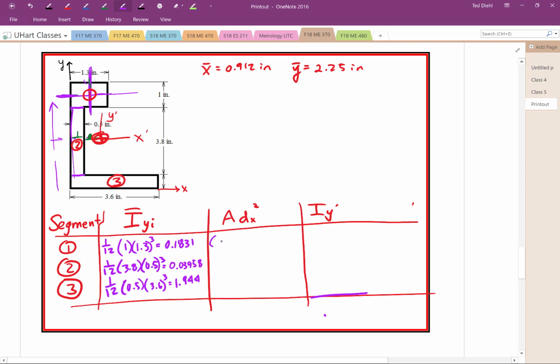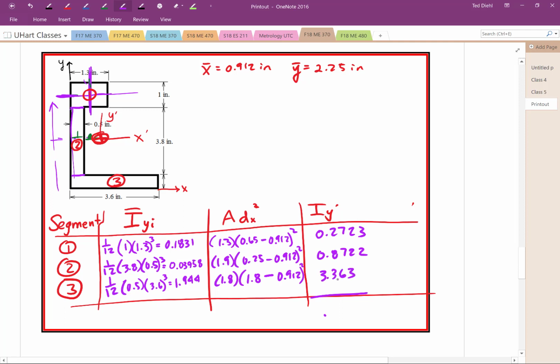Now we get the area, and that's 1.3 for segment 1, and 0.65 is the distance from the y-axis to its centroid, and we subtract out what we got for the centroid distance of 0.912, and we square that. Now we can add up that whole thing, and it comes out to 0.2723. And then moving along, area 1.9, 0.25 minus 0.912 squared, and that ends up being 0.8722. Then 1.8 times, and it's just a coincidence that they're both 1.8, minus 0.912 squared, and we get 3.363. We add all those up.